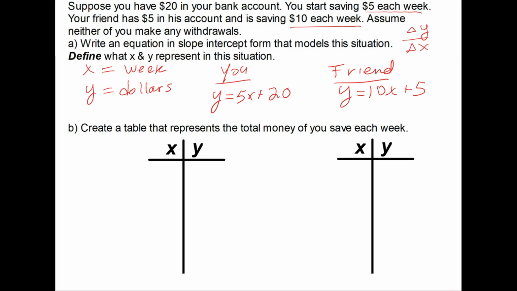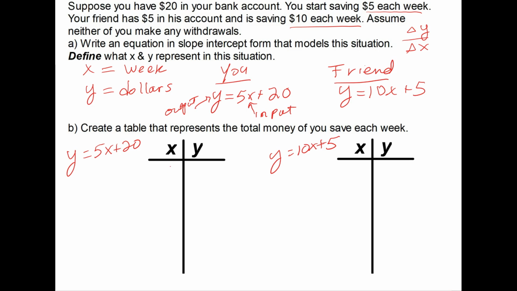Now it says create a table that represents the total money you save. Now notice this table is smaller, so this is what's going to be on your test, tables like this. This is your equation, so we're going to use y equals 5x plus 20 to build our table here. And then over here, we're going to use y is equal to 10x plus 5. All right, so we're going to use the x values, which is our input. This is our output.